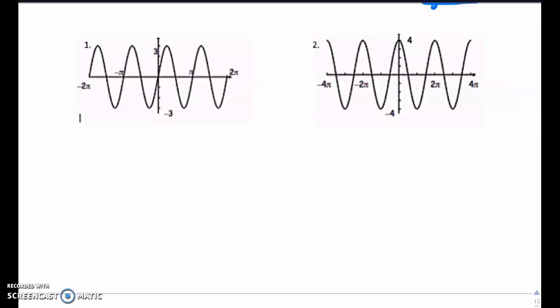Okay, so in this video, you're given the graph and you have to come up with the equation. Okay, so looking at problem number 1.